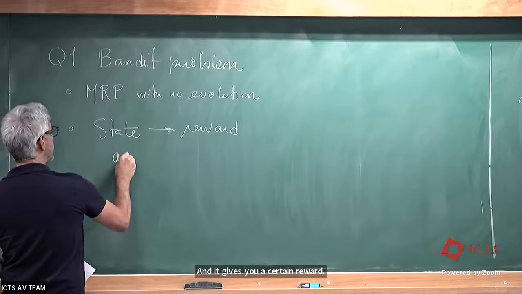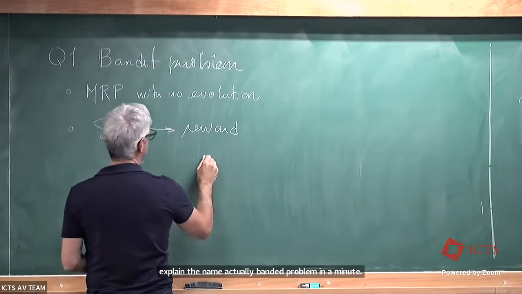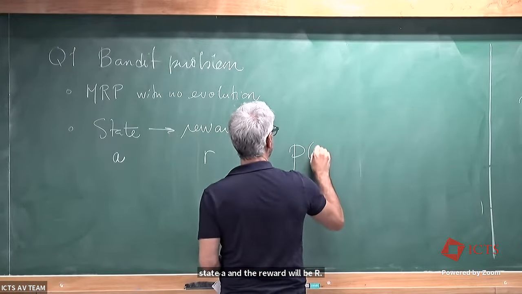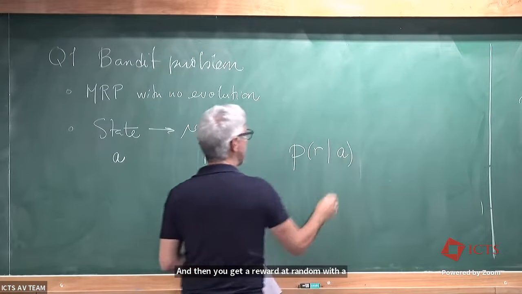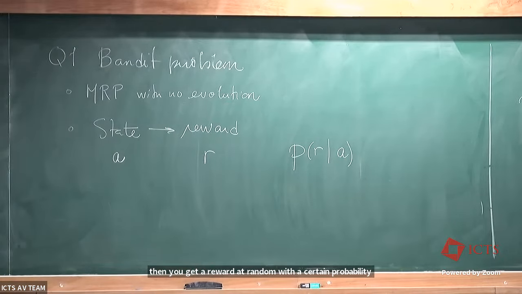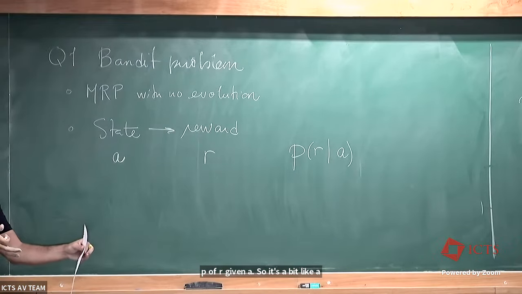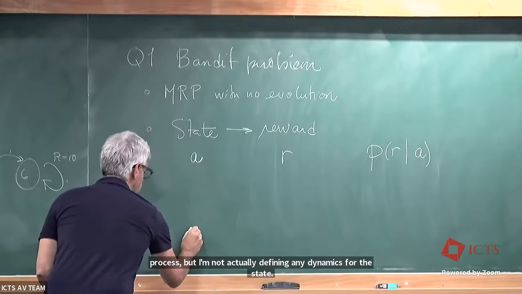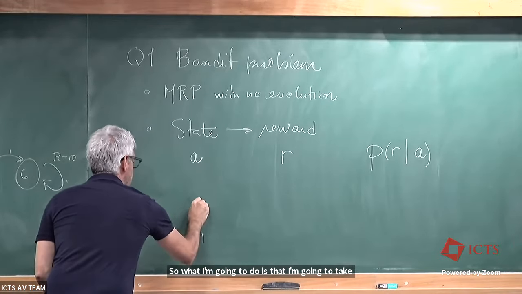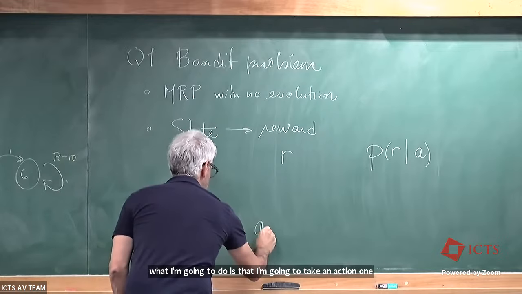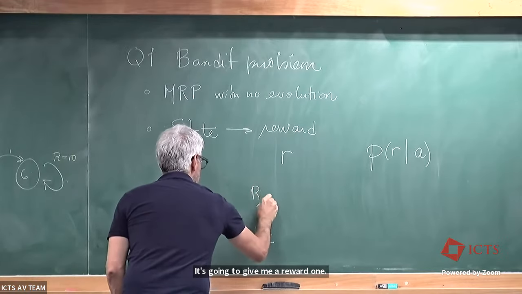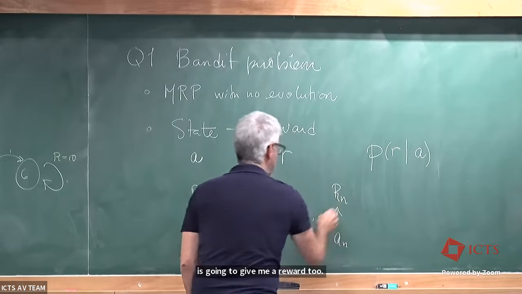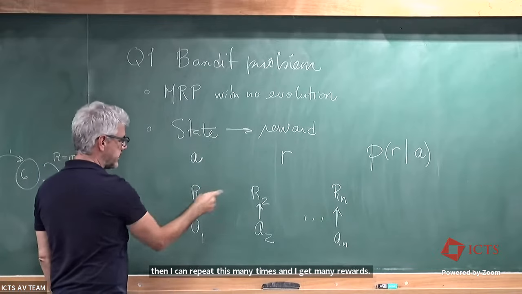The state for us will be a state A and the reward will be R. You get a reward at random with a certain probability P of R given A. So it's a bit like a Markov reward process, but I'm not defining any dynamics for the state. I'm just taking an action and it gives me a reward. I take an action 1, it gives me a reward 1. I take a second action 2, it gives me a reward 2. Then I can repeat this many times and I get many rewards. All of these rewards are random.